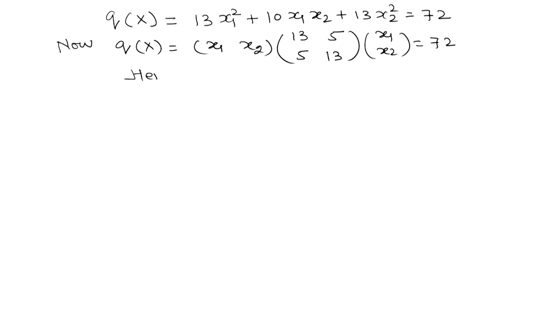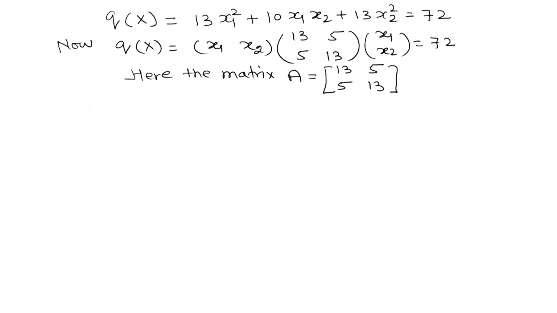So, here the matrix A equals [13 5; 5 13], which is associated with the quadratic form Q(x). Now, let us perform the diagonalization of the matrix A.